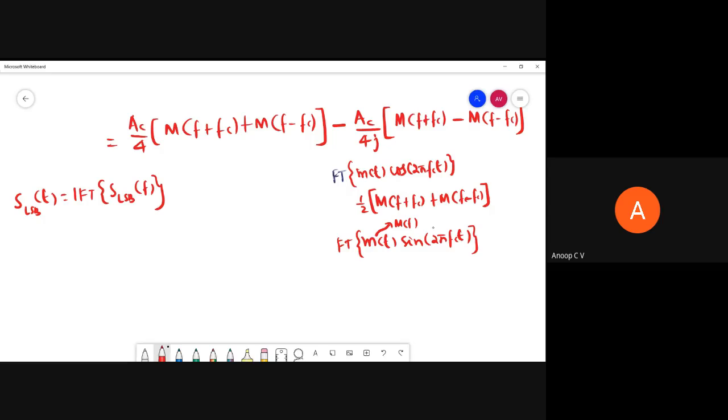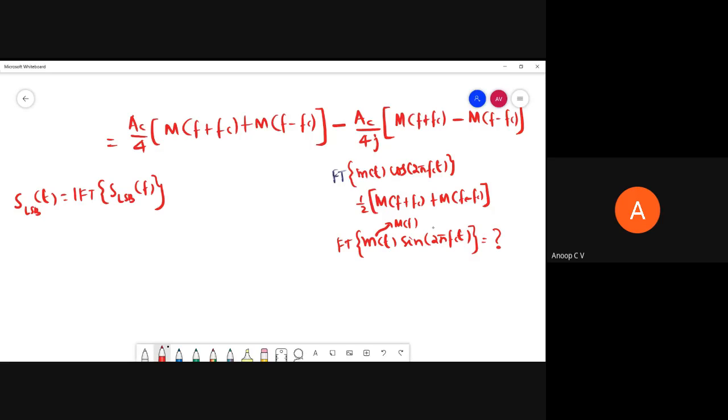Someone asked me why only cos 2 pi fct you are considering, why not sine 2 pi fct. Before I can solve this, maybe I'll take 5 more minutes. We are almost done. I should find out only this, that's it. So what is the Fourier transform of m of t sine 2 pi fct?